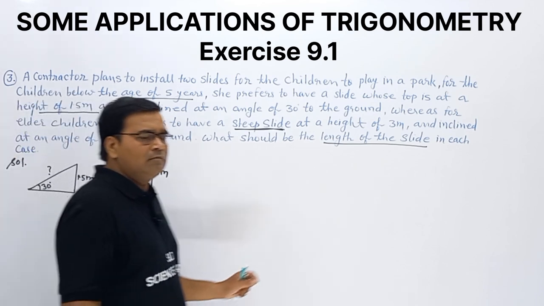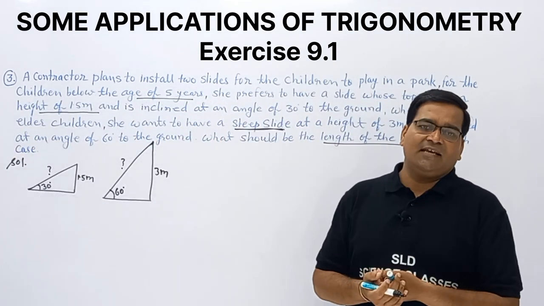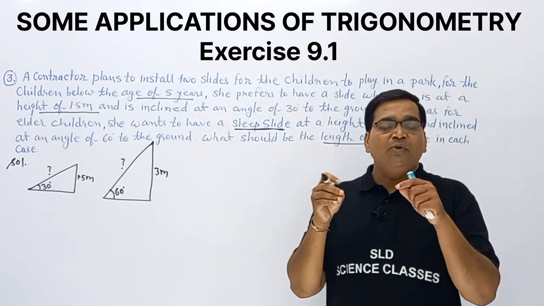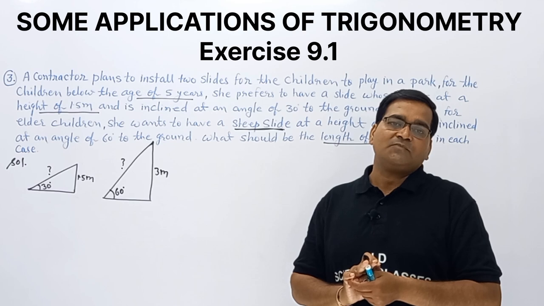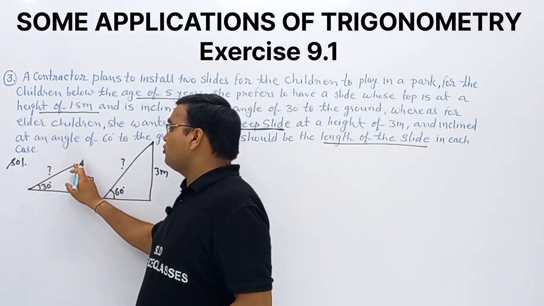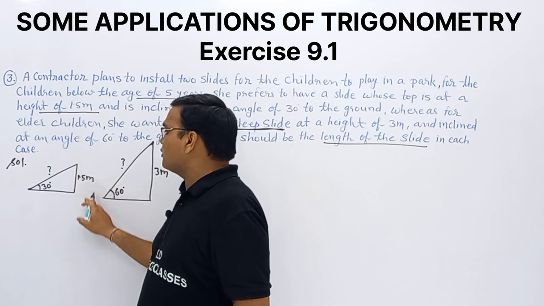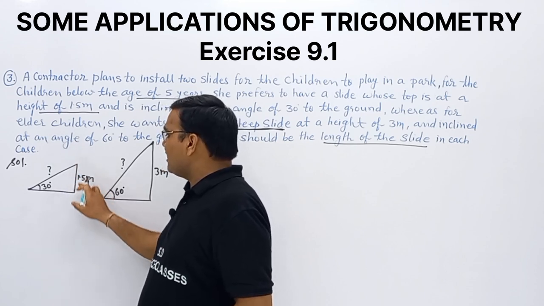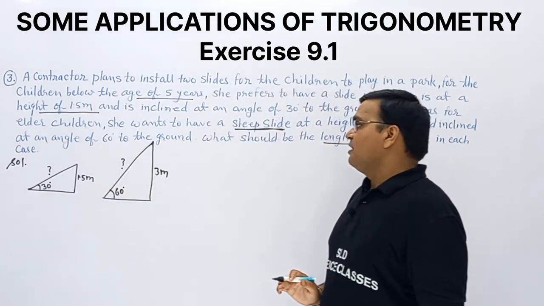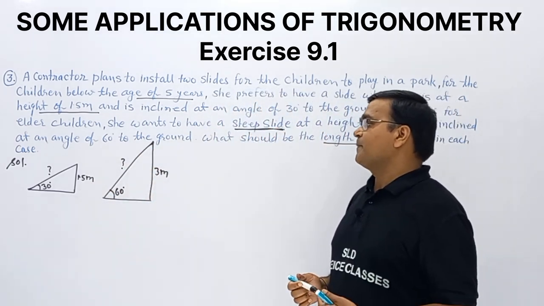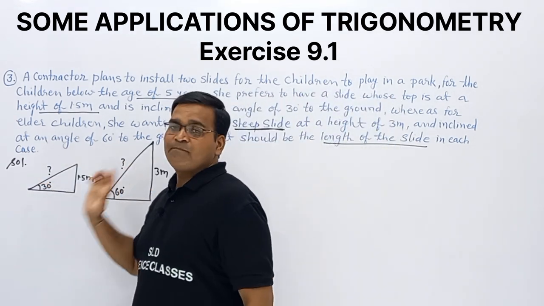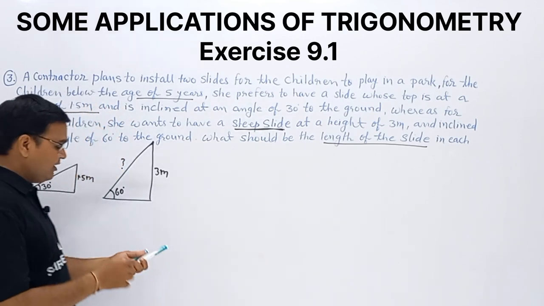So we are having two cases: one for the elder children and one for the below 5 years children. In each case we want the length of this, not the height. Height is given in the question. For this one we have 1.5 meter height, and for this one we have 3 meter height. In each case we want the length of the slide.